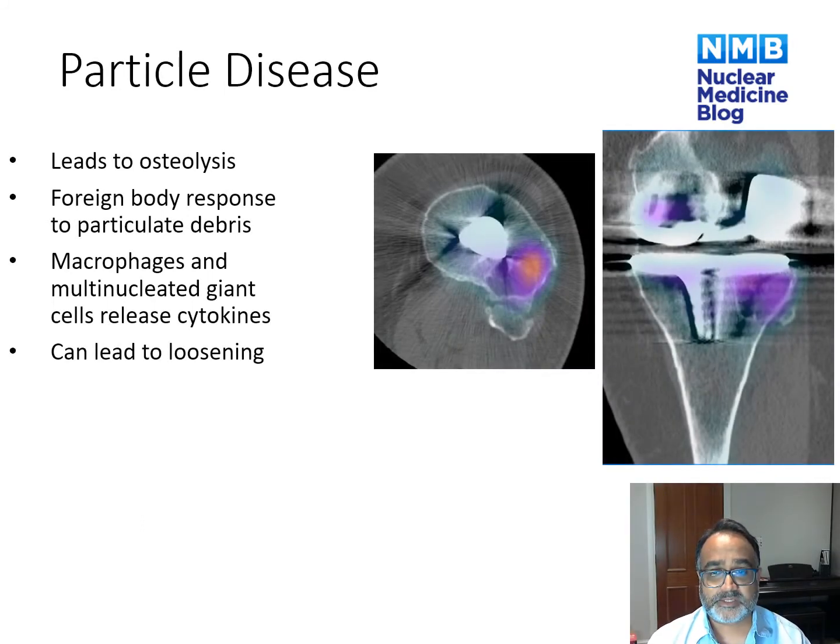Particle disease is a condition where there is an inflammatory response within the bone to some component of the prosthesis. It leads to osteolysis at the bone prosthesis interface and is due to macrophages and multinucleated giant cells releasing cytokines as a response to that component of the prosthesis. Because of the osteolysis, they can lead to loosening of the prosthesis. You will see typical scallop-shaped margins to the osteolytic parts of the bone. Usually, uptake is only slightly increased, if at all, around the prosthesis with particle disease.